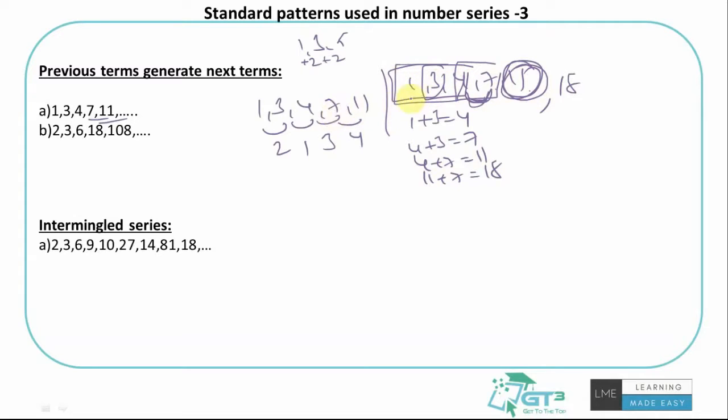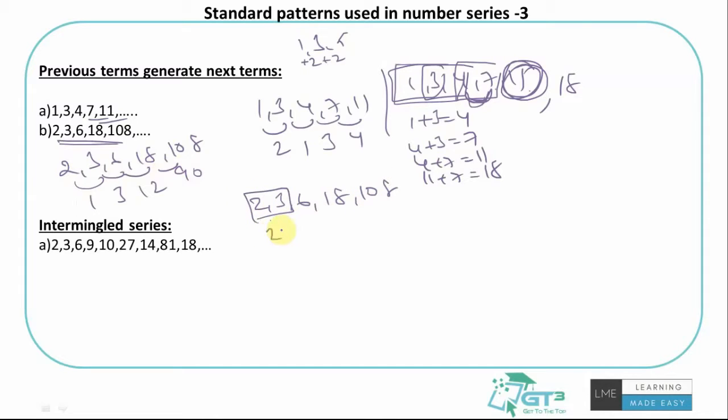You have to be very careful with multiplication. Let's see this example. 2, 3, 6, 18, 108. I'll just show the difference between them. 1, 3, 12, right? And this would be 90. I don't see any pattern, right? So let me show this in this way.